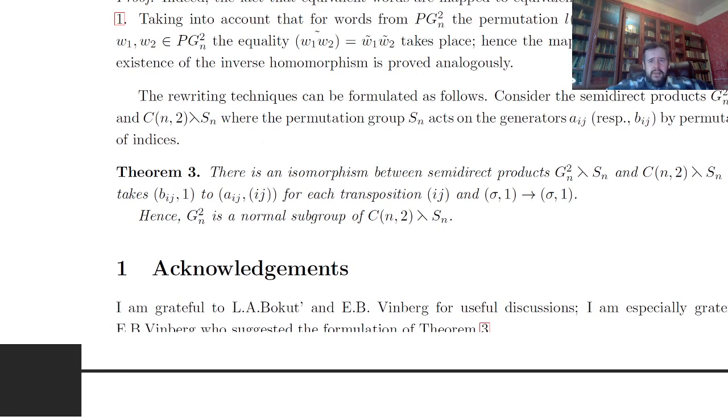Actually, on the purely algebraic level, this means that we have a certain semi-direct product, and here is the formulation which was suggested to me by Professor Wienberg. So there is an isomorphism between this skew product with S_n, the permutation group, and we take a certain skew product, and after that we take a subgroup.